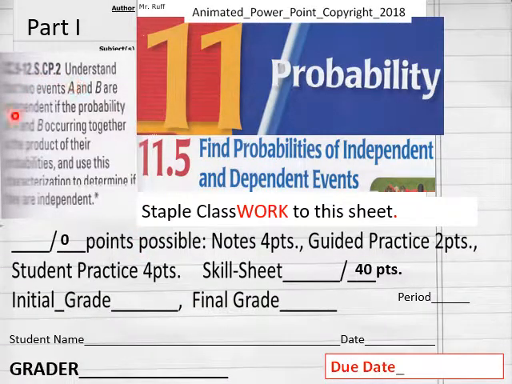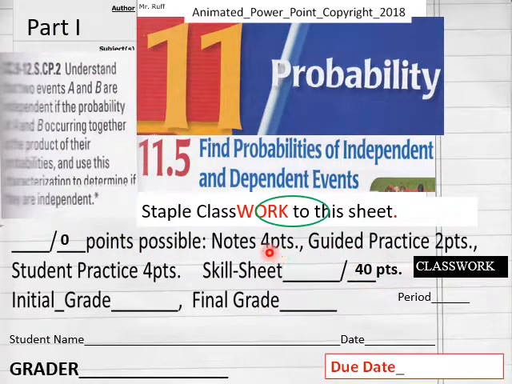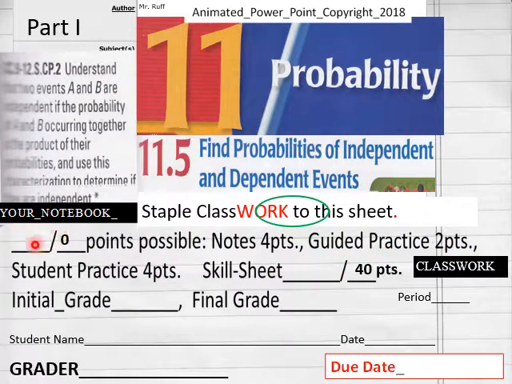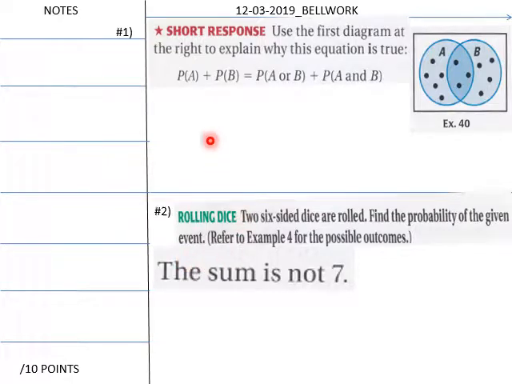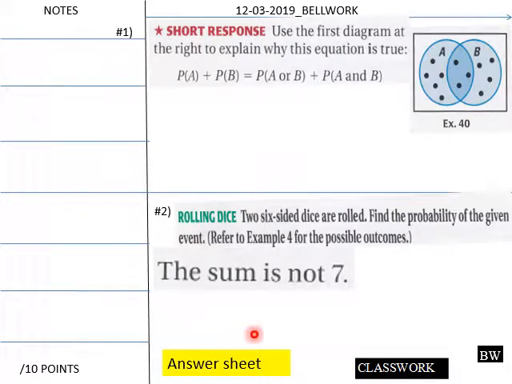11.5, here is our standard for part 1. And we have a 40-point skill sheet here for classwork, and then a 0-point notebook guide. Teachers, here is your bell work for the day. Give your students about 5 minutes.